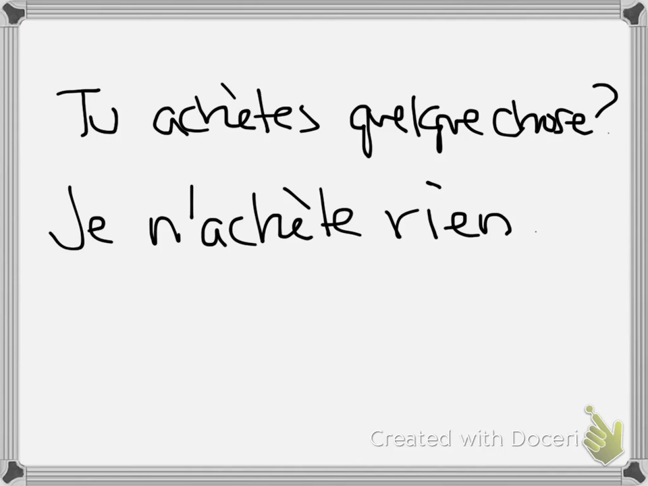Tu achètes quelque chose? Are you buying something? Je n'achète rien. I'm not buying anything. Rien works the same way as personne. It typically is going to go in the same position as quelque chose. All right, so that's all we need to do.